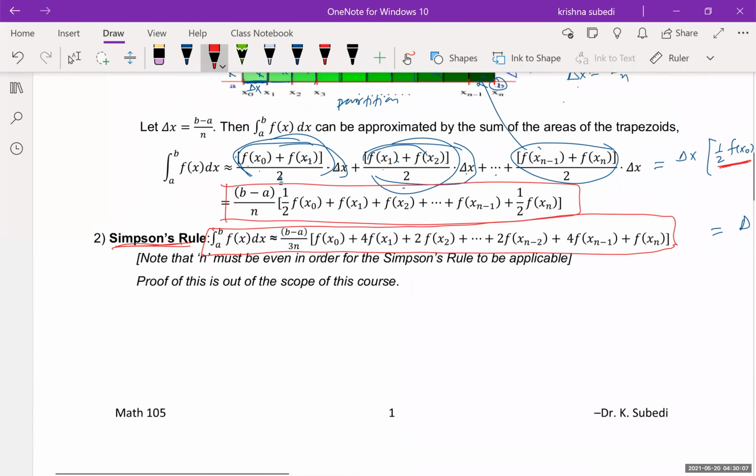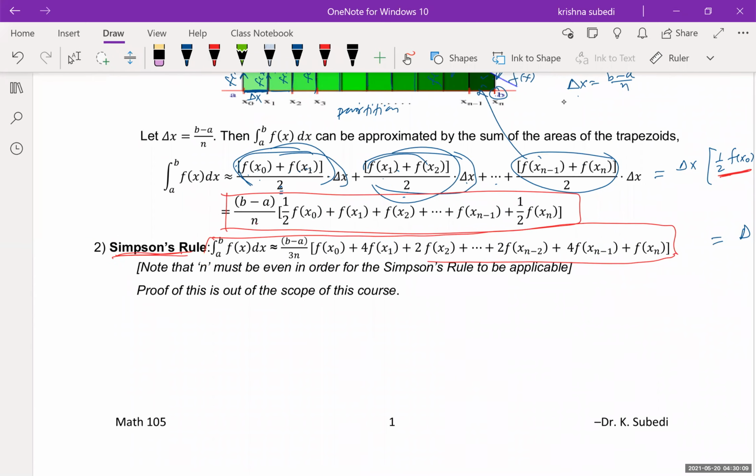And one thing though, you need to remember that in order to use Simpson's rule, the number n here must be even. If n is odd, we cannot use Simpson's rule. Keep that in mind. For the trapezoid rule, it doesn't matter whether n is even or odd.